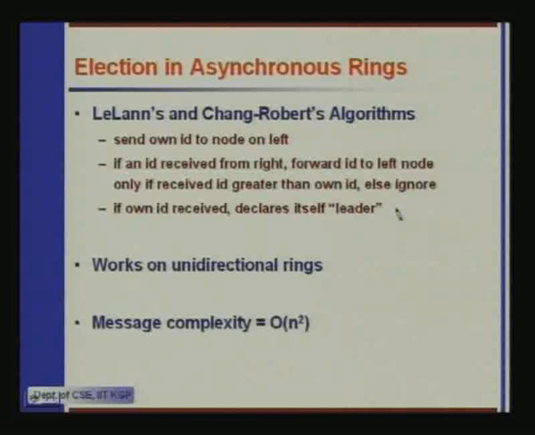Now, what about the complexity of this algorithm? Worst case complexity is order of n square. Which is simple to see, right. It is upper bounded by n square is easy to see, because every token can in the worst case go around n times and you have n nodes. So, it is definitely upper bounded by n square.